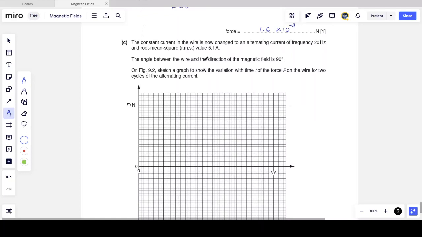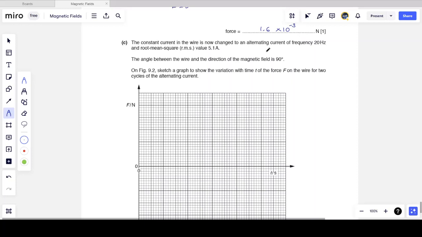Next question says the constant current in the wire is now changed to an alternating current with a frequency of 20 Hertz and a root mean square value of 5.1 amperes. It's at this point that most of you probably checked out and left the paper and ran away. Now the angle between the wire and the direction of the magnetic field is 90 degrees, and they ask us on the figure below to sketch a graph to show the variation with time of the force F on the wire for 2 cycles of the alternating current. So we were living a very happy life doing magnetic fields, and now they ask us to include alternating currents.